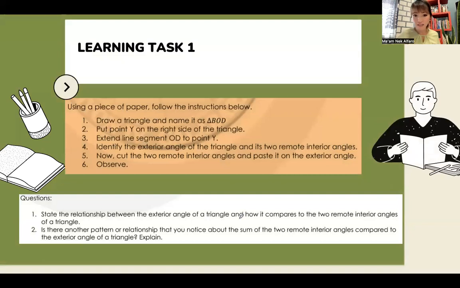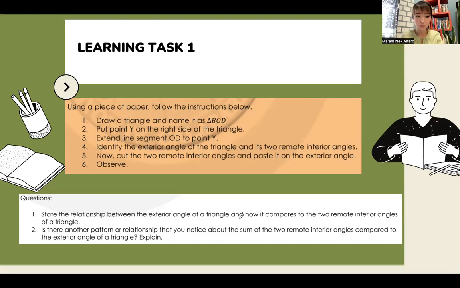Now let us have your learning task. Learning task 1. Using a piece of paper, follow the instructions below. First, draw a triangle and name it as triangle BOD. Second, put point Y on the right side of the triangle. Third, extend line segment OD to point Y. Number 4, identify the exterior angle of the triangle and its two remote interior angles. Number 5, now cut the two remote interior angles and paste it on the exterior angle.